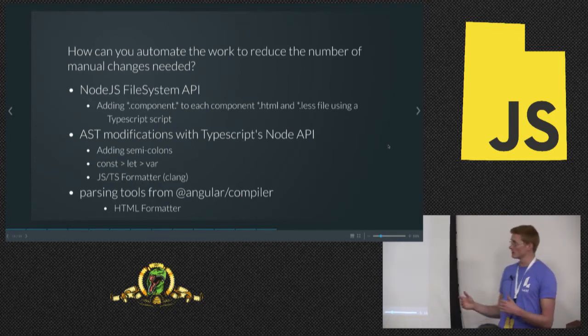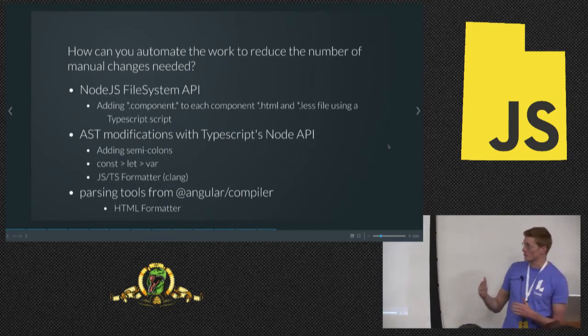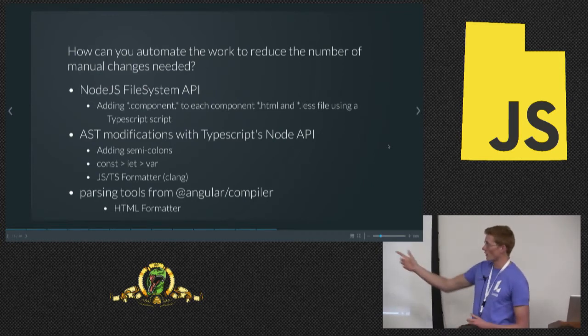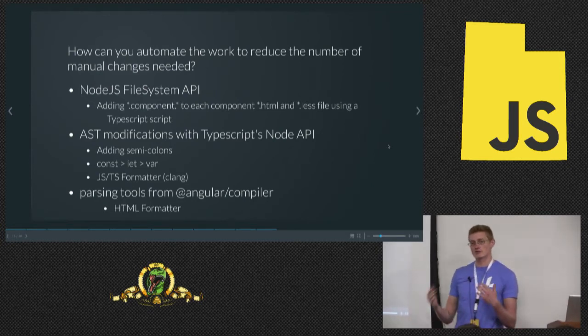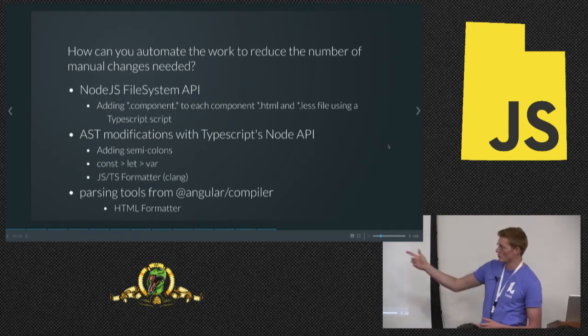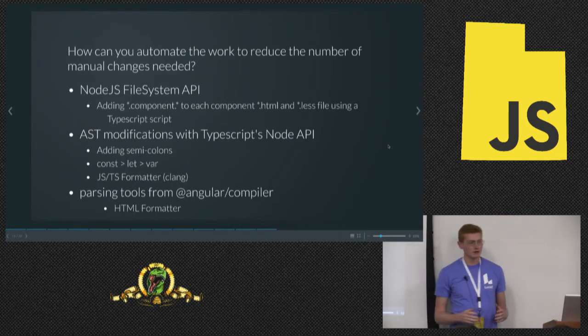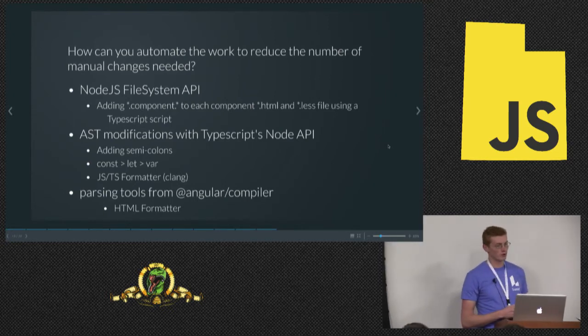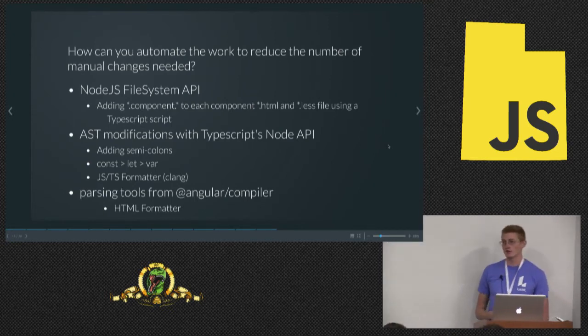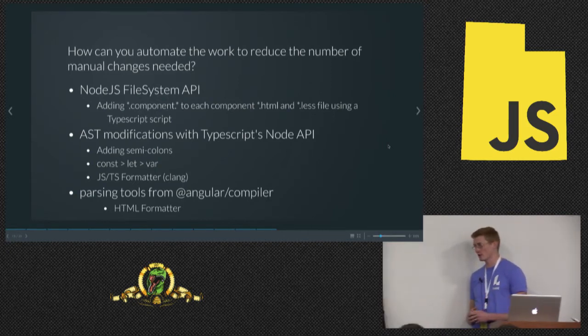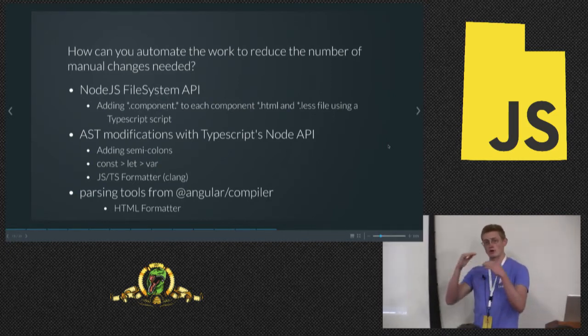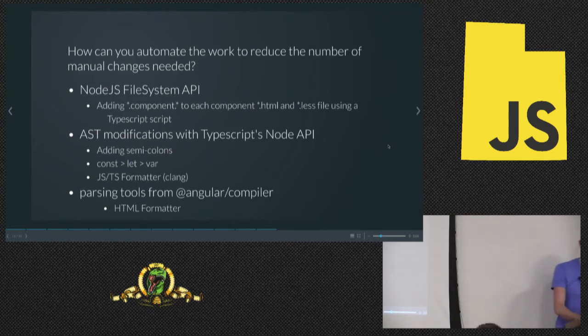So now in our code base, those preferences are enforced as much as they can be. We also have the formatter in general for things like spacing and where curly braces go, and we use the Clang formatter for that. We've also used parsing tools from the Angular compiler. This allows us to enforce formatting on our Angular HTML templates. Again, things like spacing, where we use new lines, stuff like that.